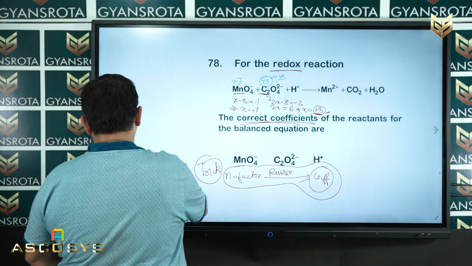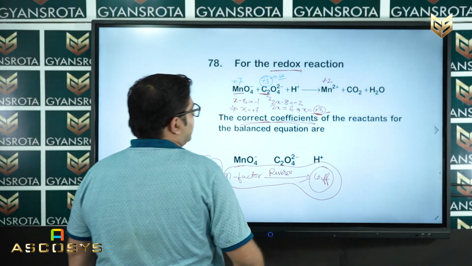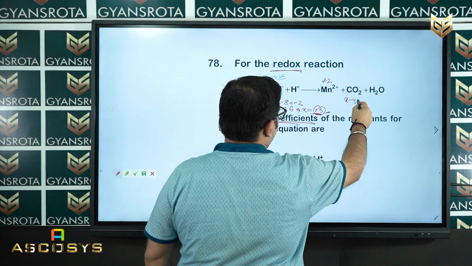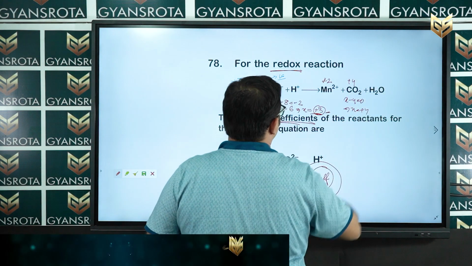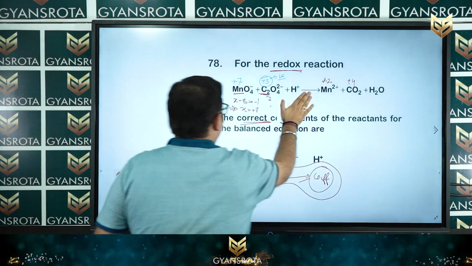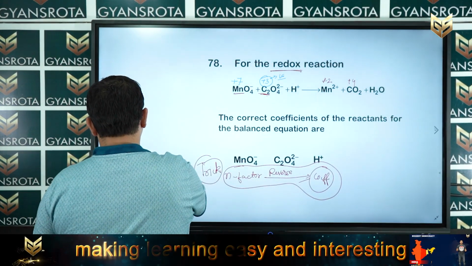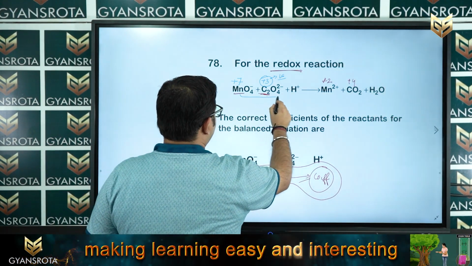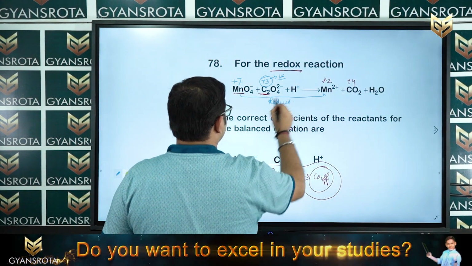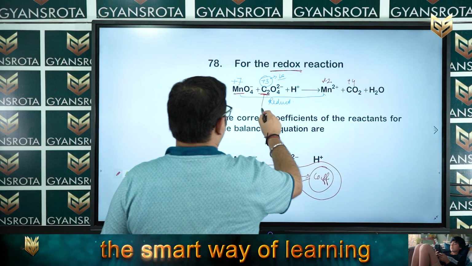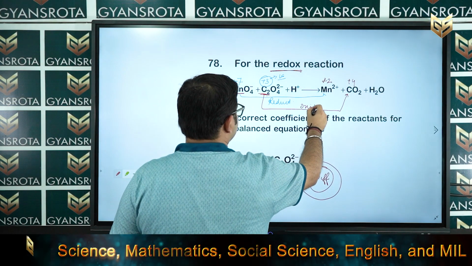Now, for this one it is plus 2, and for this x minus 4 is equal to 0. So, x is equal to plus 4. Now, if you see here, plus 7 goes to plus 2, which means the reduction process has happened. In the other one, plus 3 to plus 4 means the oxidation process takes place.